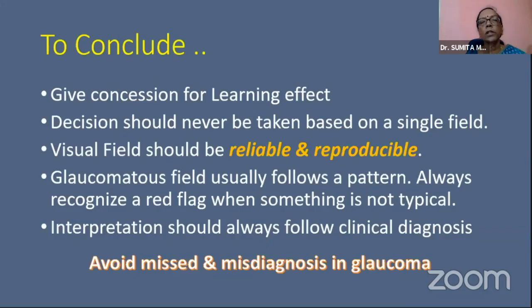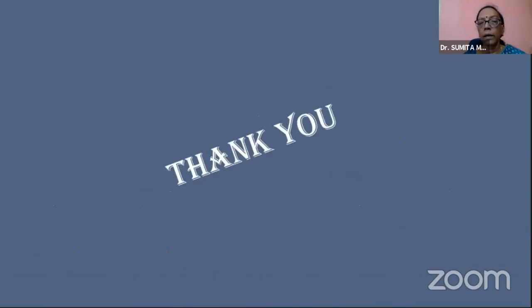Glaucomatous fields usually follow a pattern due to the typical arrangement of nerve fibers: either arcuate, paracentral or nasal defect. Any defect anywhere is not glaucomatous, and interpretation should always follow the clinical diagnosis. Isolating the perimetry, we will not give the diagnosis properly. So avoid missed diagnosis and misdiagnosis in glaucoma by careful monitoring. Thank you.